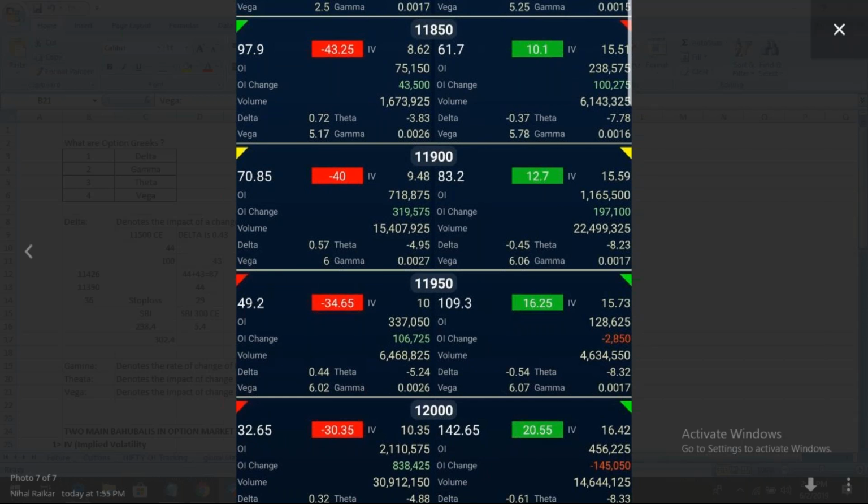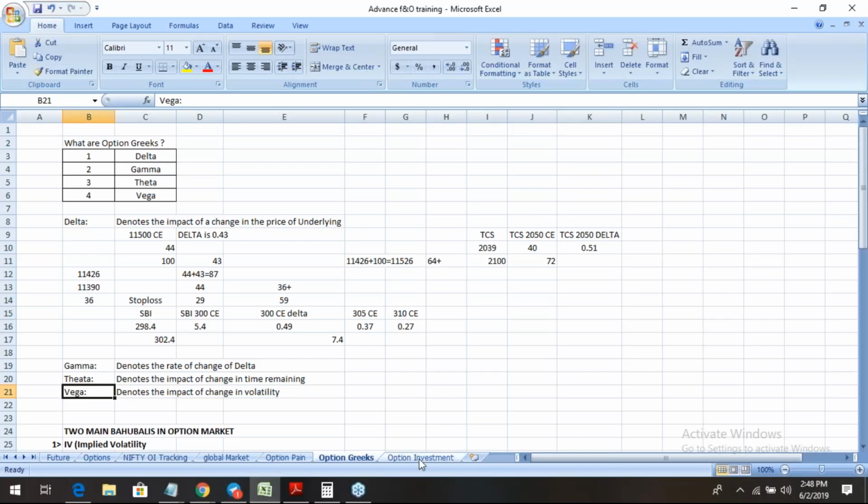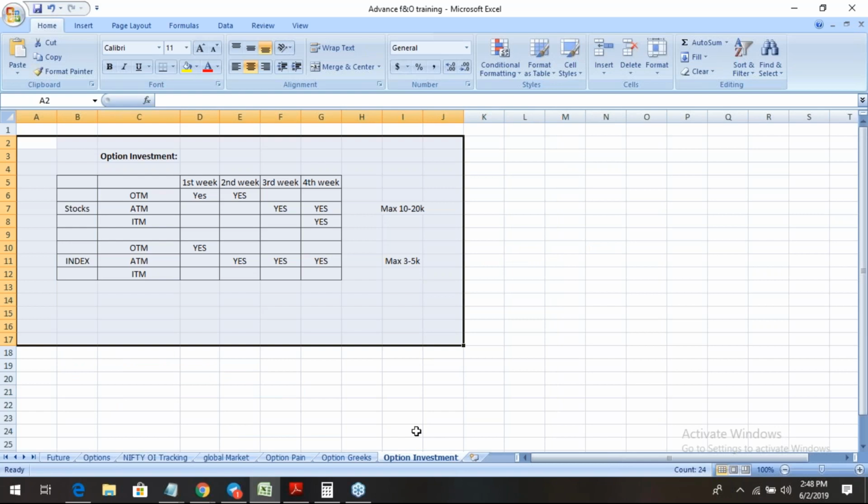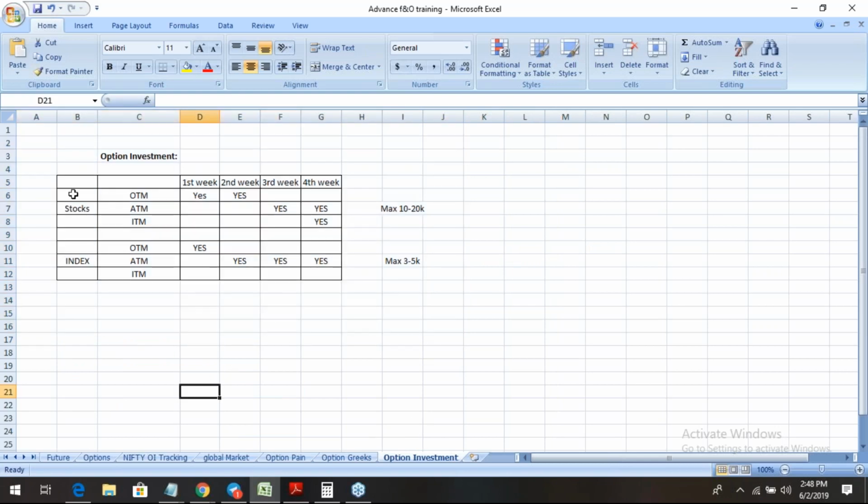Now, this is also most important. If you want, you can write it down, or I will send you. If you are buying stocks having monthly expiry... wait, we have one question.